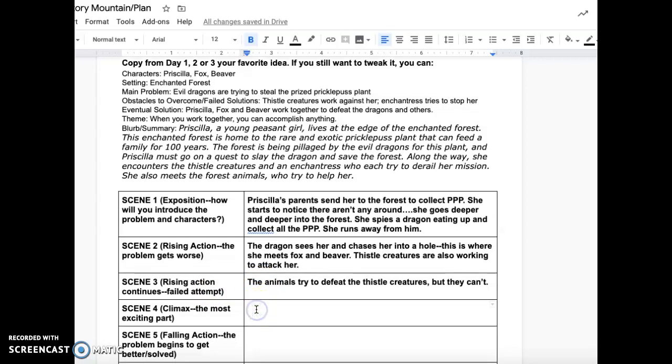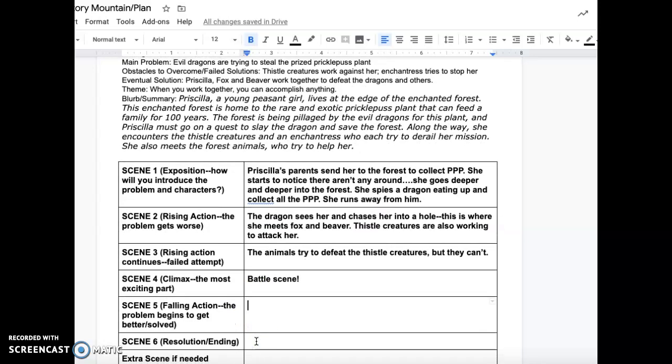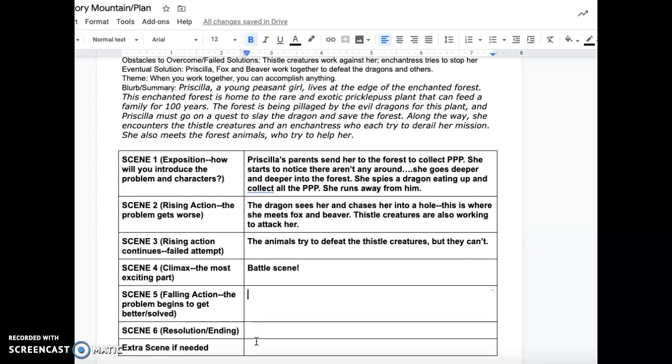And now I get to my climax. And, you know, honestly, I think I'm just going to go with a battle scene, right? I know that there's going to be this big battle scene with the animals, and maybe they call in more animals. And now I want to get to scene 5 where things are finally starting to calm down and get better for my character. And I have an idea in my head, actually.